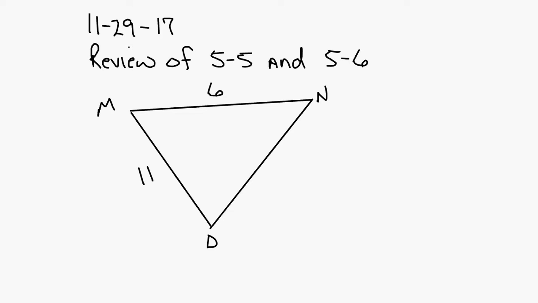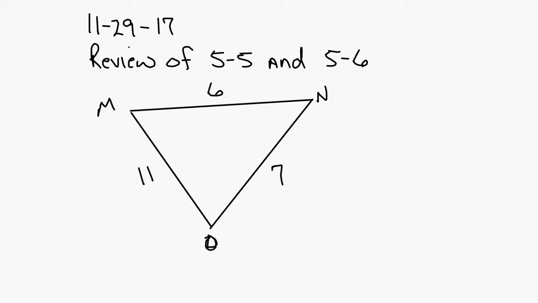Could it be 4? No. Why not? Because the sum of the two smallest sides has to be greater than the third one. Good. So how about 7? 7 works, right? Yes. That's M and O.